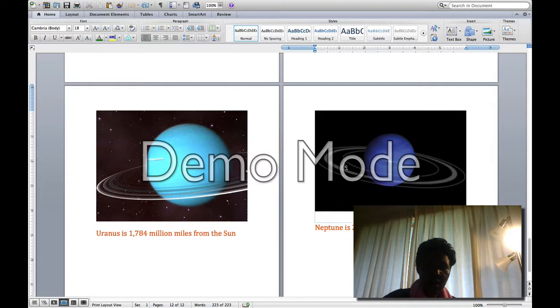Venus, Earth, and Mars, and they are made up of rocks. And the outer planets, that is Jupiter, Saturn, Uranus, and Neptune, are made up of gases, and they are referred to as the outer planets.